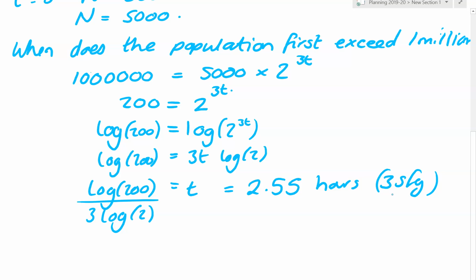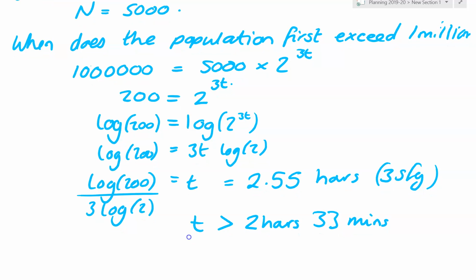So anything over 2.55 hours. So that's 2 hours and about 33 minutes. So any time after 2 hours and 33 minutes, the population of this bacteria will exceed 1 million bacteria.